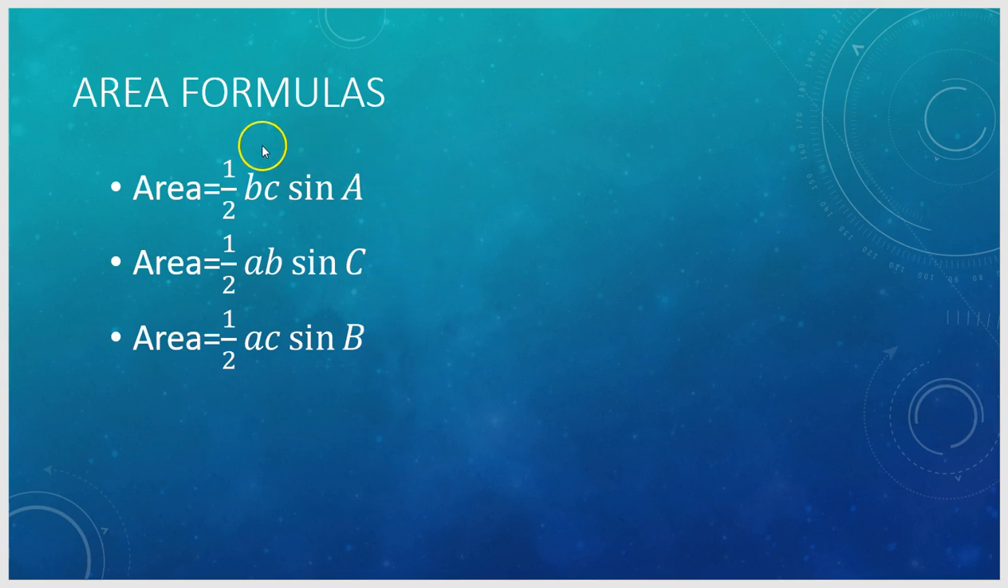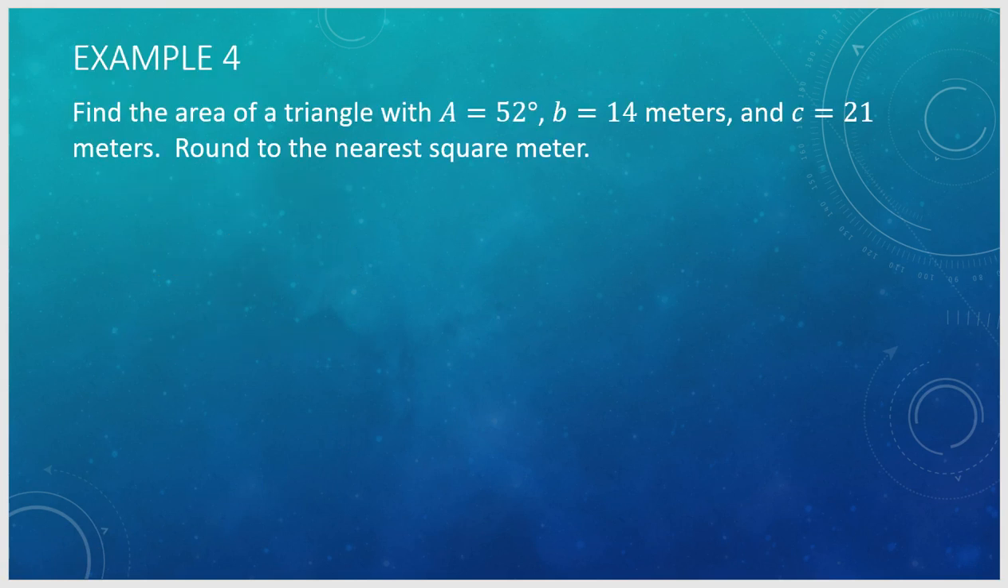So pick whichever one is easiest to work with based on which sides and angles you have in the problem, but then this is a pretty straightforward process of just plugging the numbers into your calculator and then rounding to whatever the question asks you to. So here's a short example where we've been given an angle of 52 degrees and then 2 of the sides, and they have asked us to find the area of this triangle. Then we will be rounding our answer to the nearest square meter.